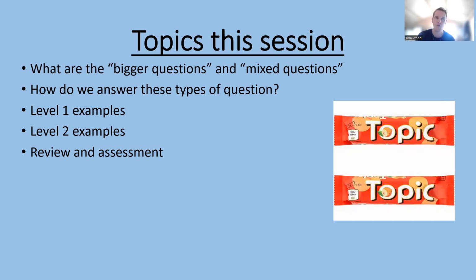This is really where most learners struggle. It's this element of the functional skills, which is quite different from previous maths that we might have done.